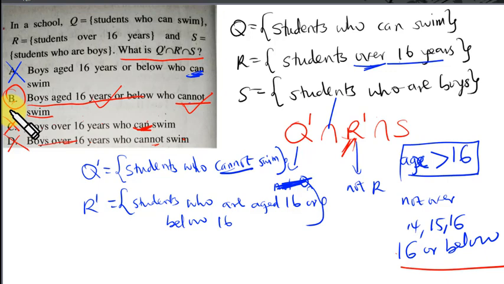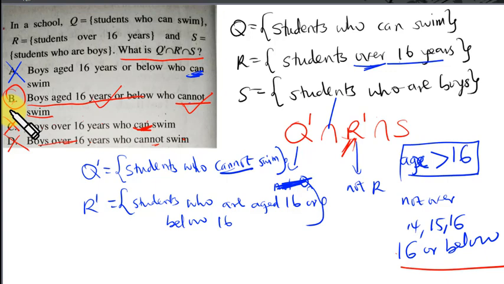So that is how we solve this. When we talk about complement, it means not that set. For example, if you say A complement, you are referring to the set of elements that are not in A but are in the given universal set. So A complement means not A, Q complement means not Q, R complement means not R. If Q is students who can swim, then Q complement will be students who cannot swim.